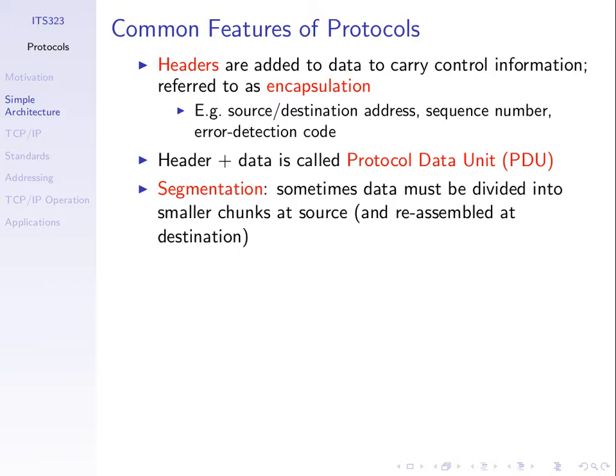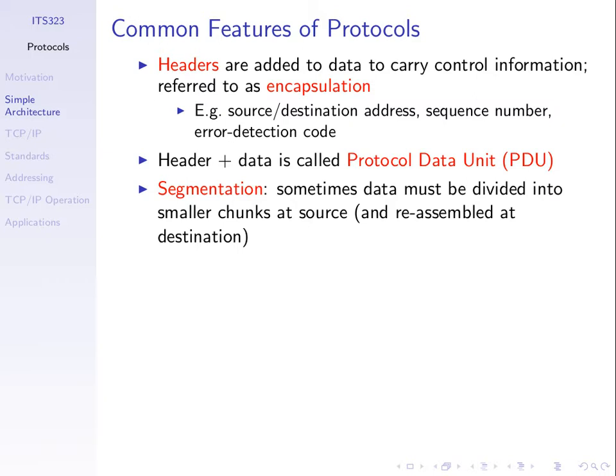Often, the headers will contain addresses, source and destination address. I send a packet from this computer out onto the internet. Inside that packet, inside the IP header, I will include the address of my computer, the source, and the IP address of the destination computer, so that the other devices in the internet know where to deliver this packet. So addresses may be included in the header.